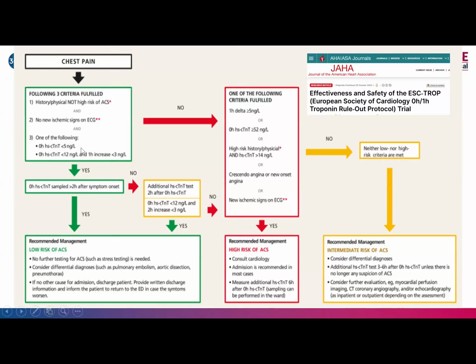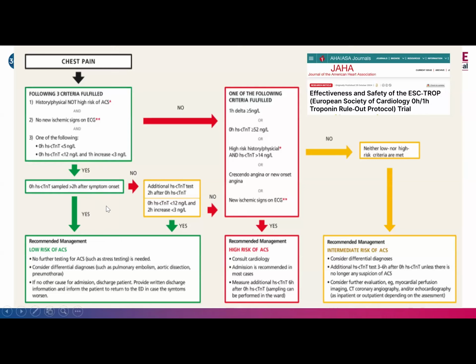Here is the 0 2 hour, the 0 1 hour rule. Please listen carefully. In the 0 1 hour rule, if it is less than 3 nanogram per liter, then sample after 24 hours, and see whether the symptom onset was within 2 hours or not. So 0 hour, 1 hour, with an increase less than 3 nanogram per liter. Then you see whether the sample has been taken after 2 hours or within 2 hours. If the symptoms do not exist, then it is a low risk ACS, which means no further testing is needed.